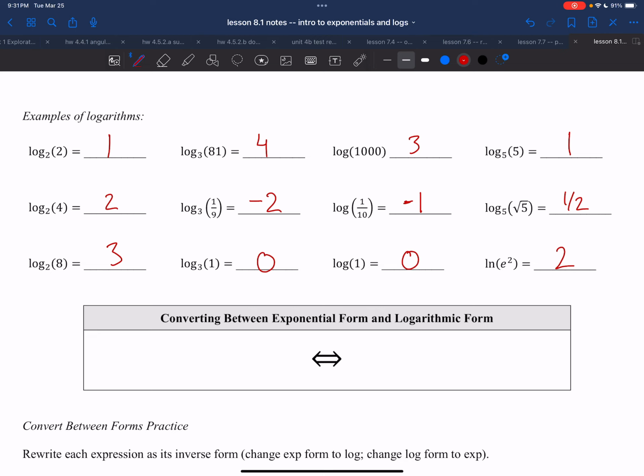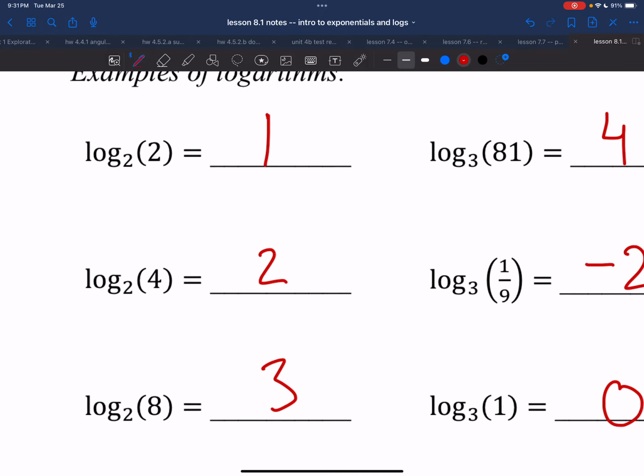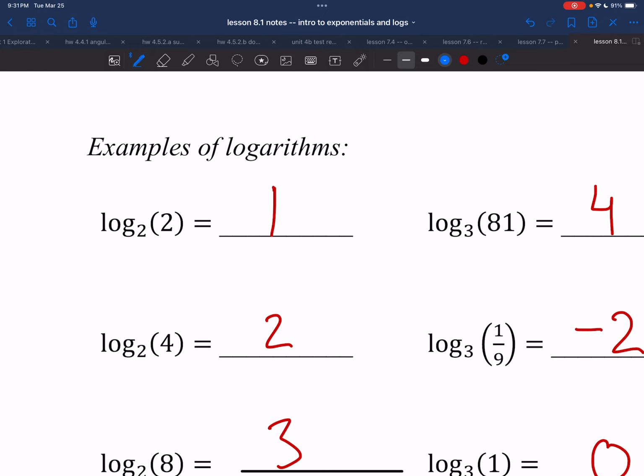So the connection here is all of these answers are the exponents that would go on the logarithm's base to get the argument. The argument is the thing inside the parentheses. So look, log base 2 of 2 equals 1 because the base 2 to the power of 1 is 2.